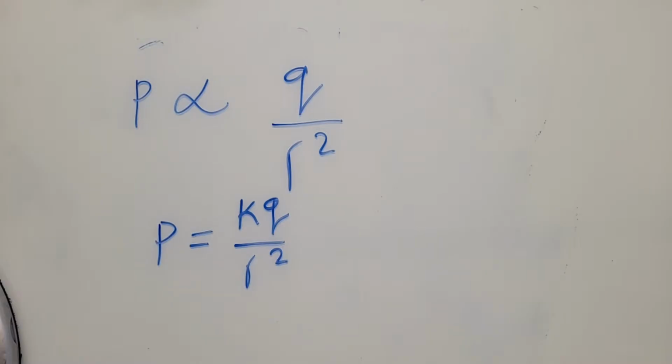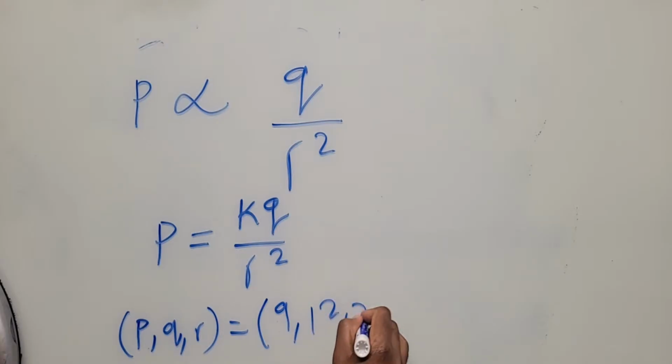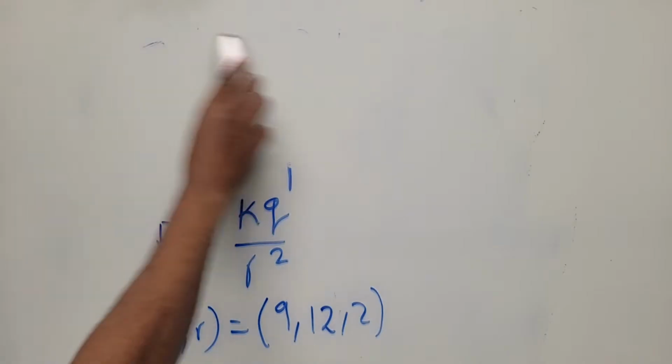So the next question, that is the first step. Then they're saying if we use P, Q, R in the table, which are given as 9, 12, and 2, let us find the value of K. Okay? So you have 9, 12, and 2. Let us find the value of K. So guys, this is very simple, right? Because I just plug in and simplify. Okay? So let me do that quickly here.